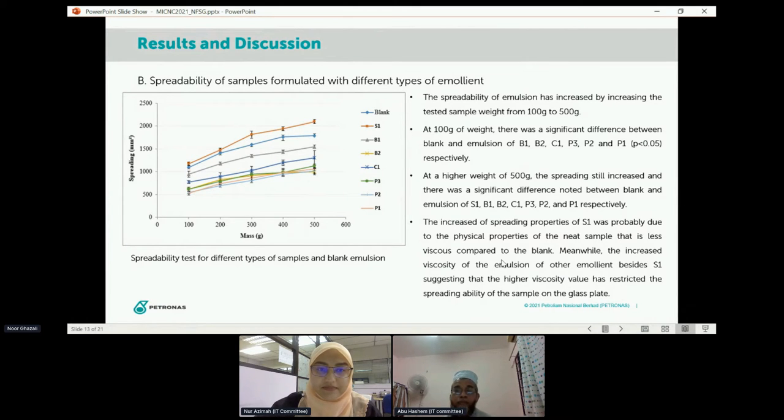The increase of spreading properties of the sample is probably due to the physical properties of the neat sample that is less viscous compared to the blank for the sample S1. Meanwhile, the increased viscosity of the emulsion of other emollients besides S1 suggests that a higher viscosity value has restricted the spreading ability of the sample on the glass plate, meaning that the less viscous the sample, the more easily it spreads on the glass plate.